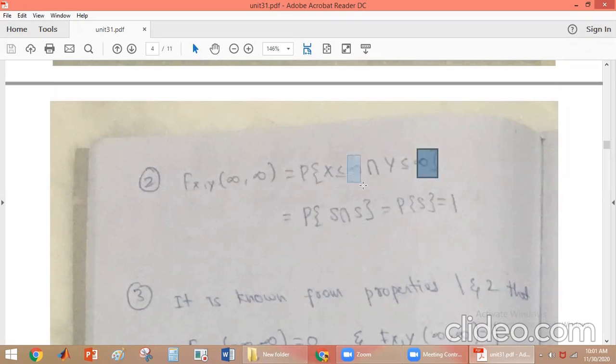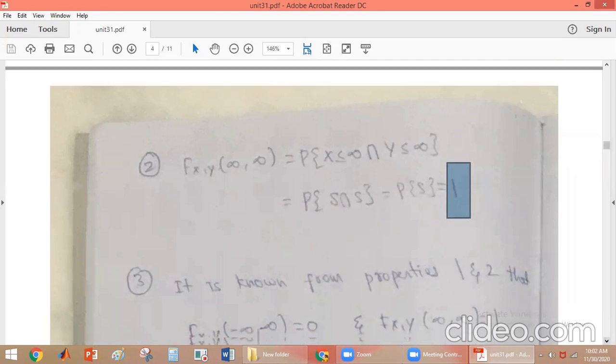So if you take x less than or equal to infinity, what happens? It will consider all the elements in the sample space of random variable x. Now this will also consider all the elements in the sample space. The first one gives us the sample space, and the second one also gives us the sample space. So the probability of S intersection S, sample space intersection sample space, will give us the sample space only. So the probability of the sample space is equal to 1. Okay, so with this we have proved our second property.